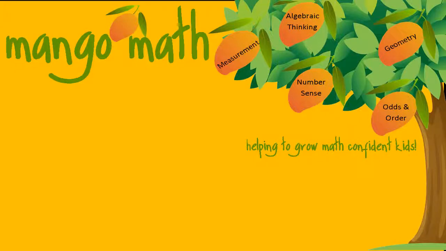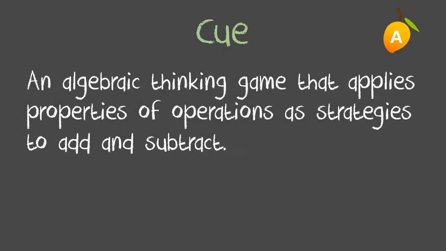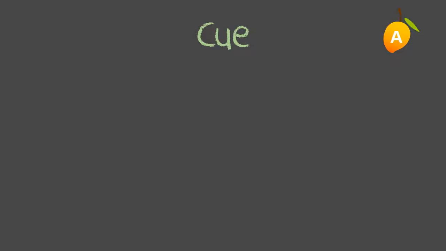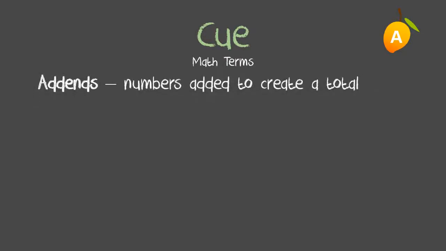Mango Math presents Q, a first grade game. Q is a first grade game that falls in the standard of algebraic thinking. And it's an algebraic thinking game that applies properties of operations as strategies to add and subtract. Q has some math terms to help with increased understanding.